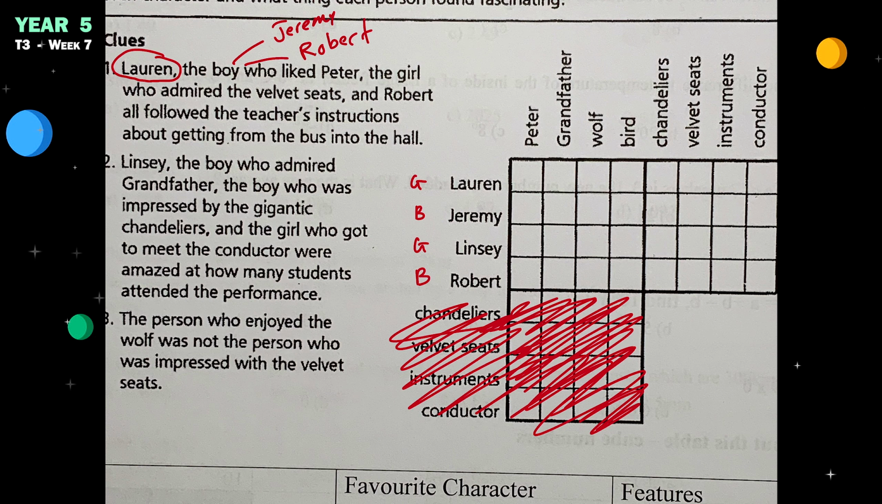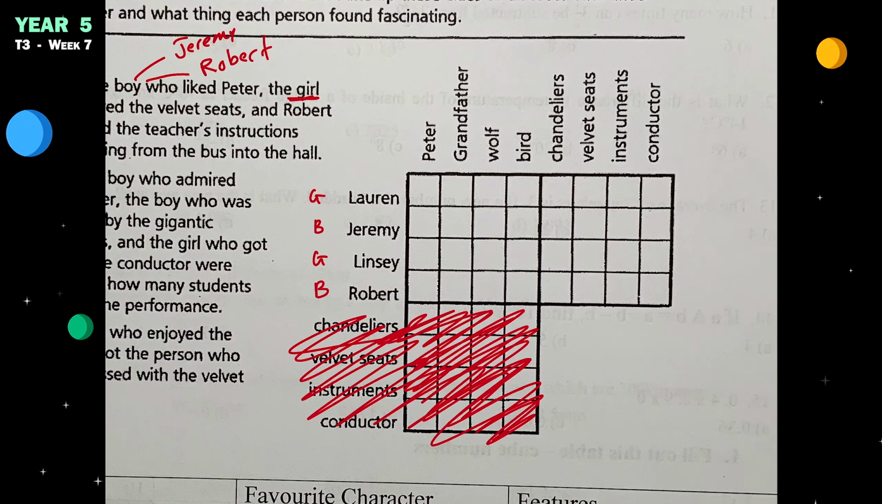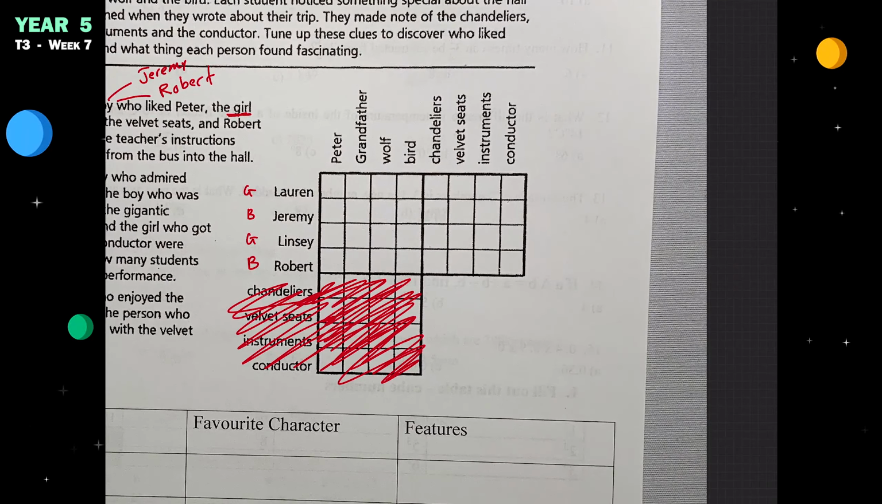The girl who admired the velvet seats. Well, who's the girl that admires the velvet seats? It can't be Lauren, because Lauren's already listed. So that person must be someone else that's not Lauren, and it can't be a boy, so it has to be Lindsay. So Lindsay is the one who admired the velvet seats. We go to Lindsay and velvet seats and put a tick.